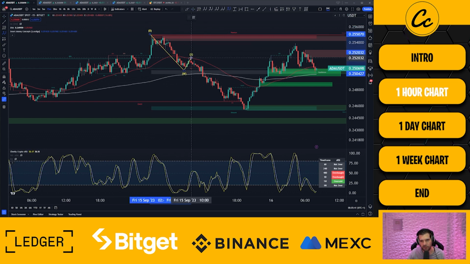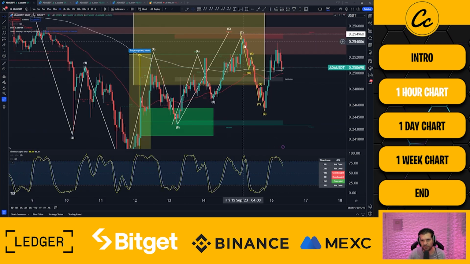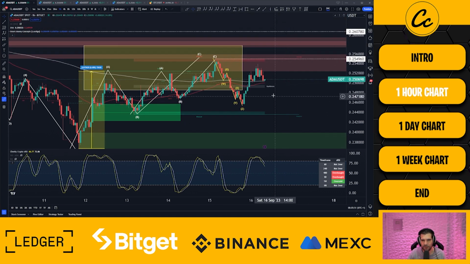This looks more like a W, X, Y, X, and Z. Okay, it's an interesting one. That would actually mean that we are more corrective on this move to the downside here, and we can continue this move to the upside now we've seen this. However, taking a look at this W, X, Y, X, and Z, and we have this move to the upside here.